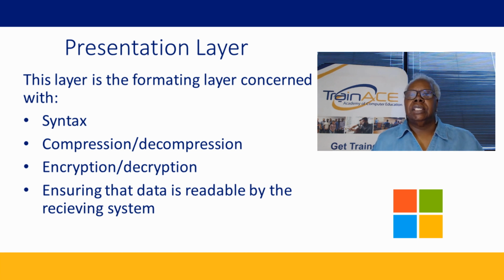The presentation layer is the next layer. Now, this layer is concerned with the syntax. This is where compression, decompression, encryption, and decryption take place. This is making sure that the data is going to be readable by the receiving system. Okay? They need to all be speaking the same language. If it needs to be encrypted to protect the information that's being sent, then encryption is going to take place on the sending device. The receiving device is going to be able to decrypt the data so that it can be presented to the application layer so that you can see or read what was in the message.